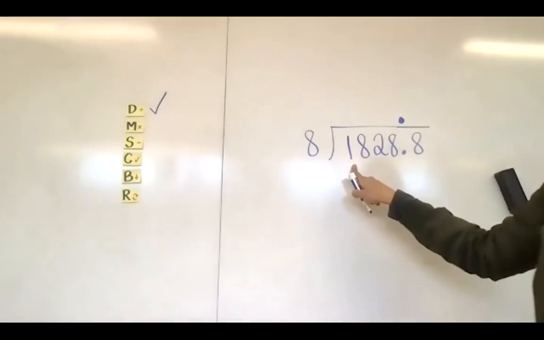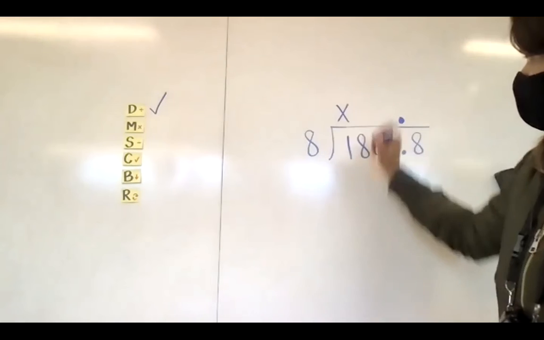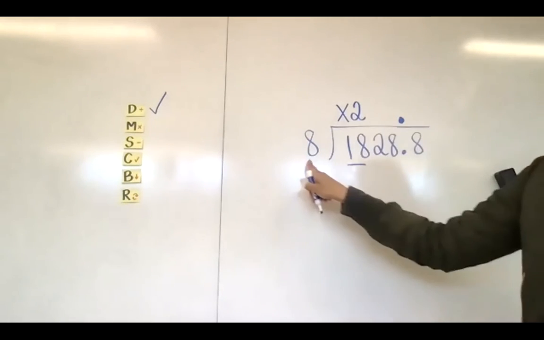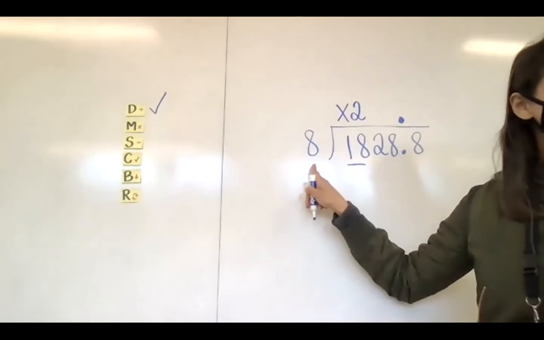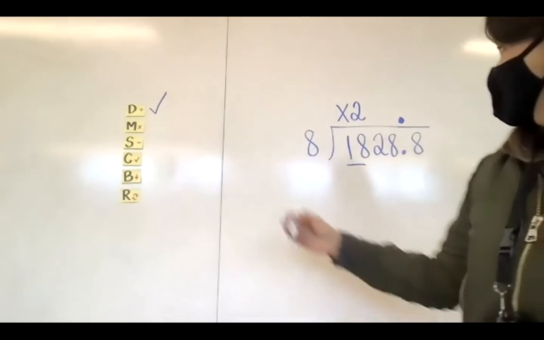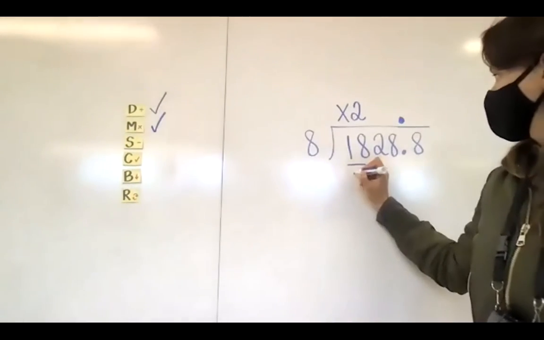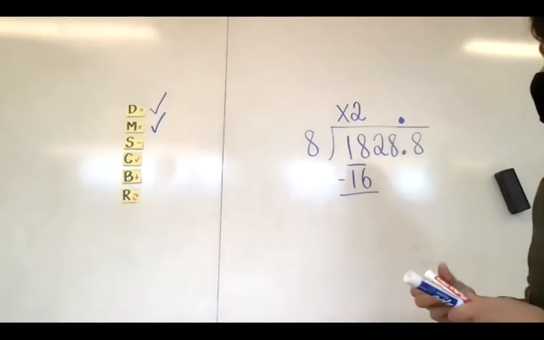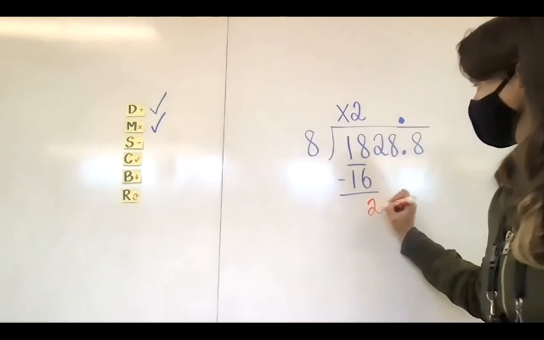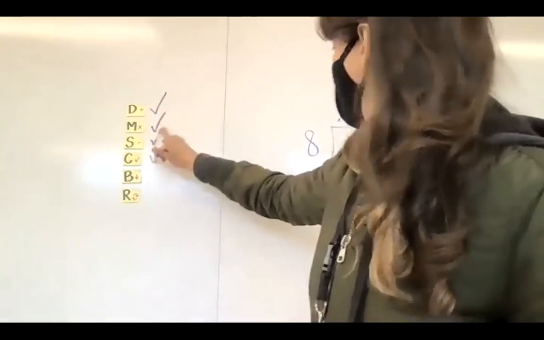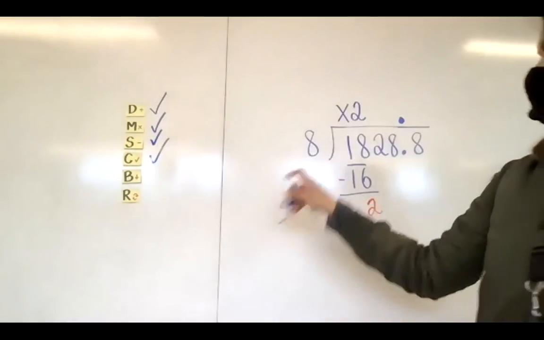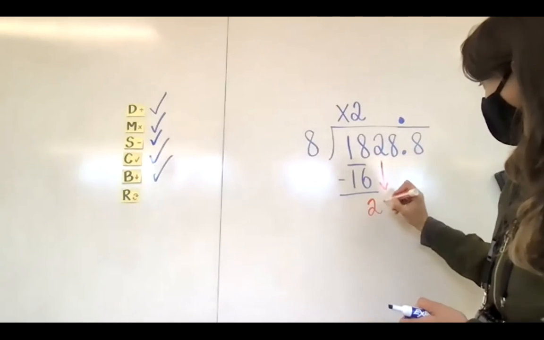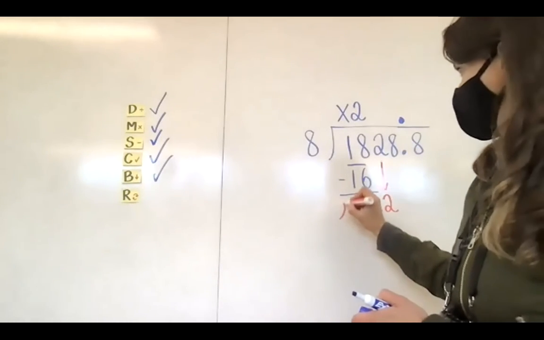Divide. Can 8 go into 1? Can 8 go into 18? How many times? 2 times. This is a pretty easy number to work with, right? You should know your 8 times table, so we should fly through these. Multiply. 8 times 2 is 16. Subtract. 18 minus 16 is 2. 2 is less than 8, we're good. Bring down the 2, and we have a new problem.